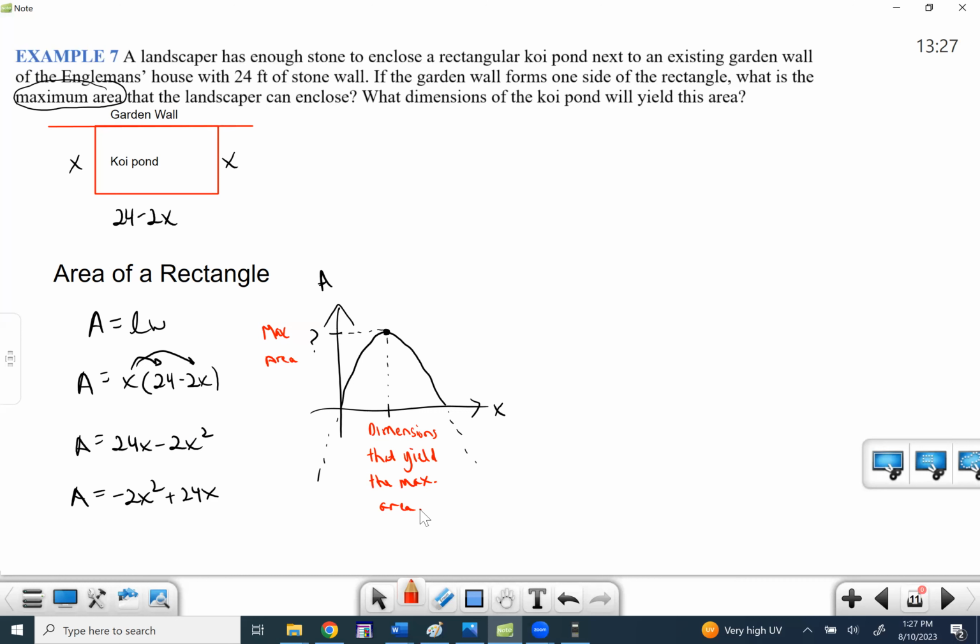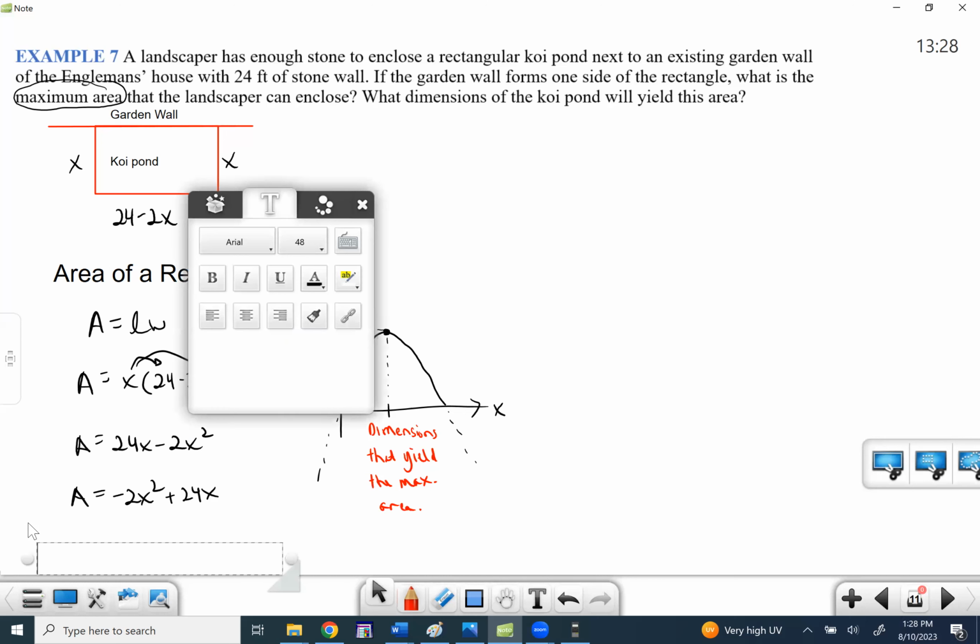Okay. So if we can find the x value of the vertex, we'll know how long our length and our width will need to be. If we can find the y value of the vertex, we will know our maximum area. And it actually wants both. It says, what is the maximum area? But it also says what dimensions of the koi pond will yield this area. All right, so we're going to need the x and the y value of the vertex.